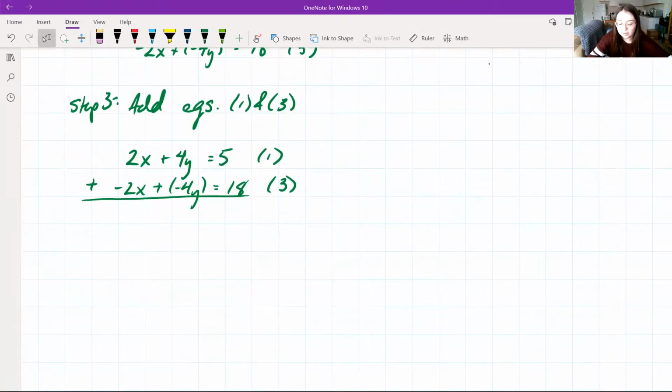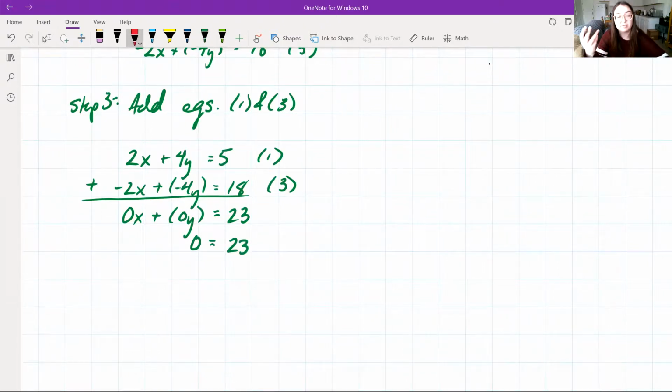So 2x plus negative 2x is going to give us a 0x. 4y plus negative 4y is going to give us a 0y. And 5 plus 18 is going to be 23. So 0x plus 0y is going to give us 0 equal to 23, which is not a true statement. So we see that we didn't find a value for x or y, but we did establish that 0 is not equal to 23. So since we're actually not solving for any variables here, it doesn't matter any value we plug in for x or y, there's going to be no solution.